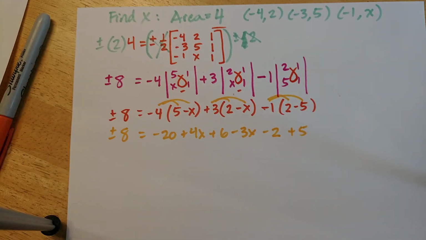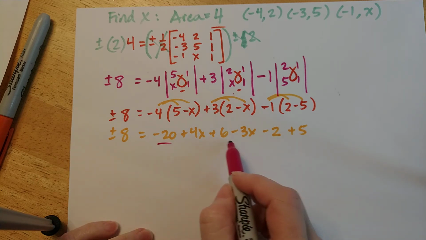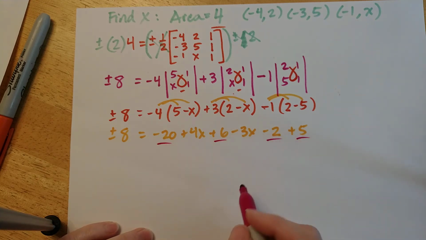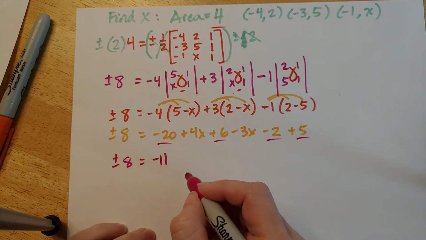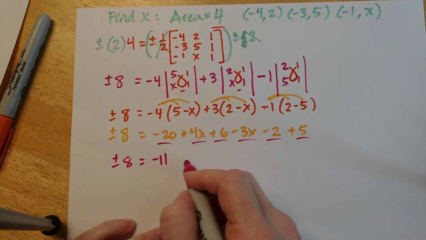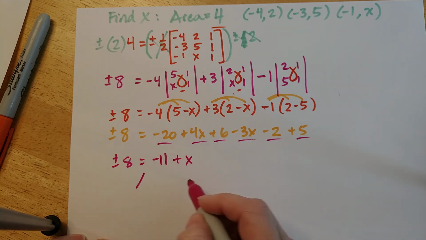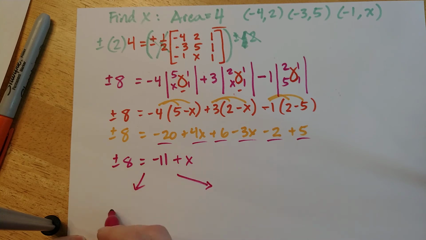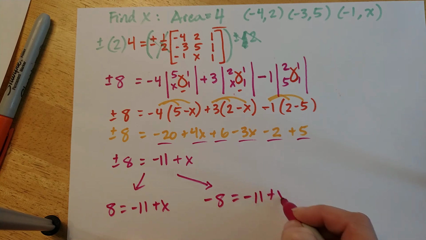Okay, so let's add all these guys up, adding like terms on the right side. So we've got negative 20, we've got 6, we've got negative 2, and 5. That's going to be a negative 11. Plus or minus 8 equals negative 11 over here, and then how many x's do we have? We have 4 minus 3. Oh, it's going to be just 1x. Okay, so now we've got to split it into two equations. So I'm going to take the positive one, 8 equals negative 11 plus x, and negative 8 equals negative 11 plus x. Okay, solve for x.